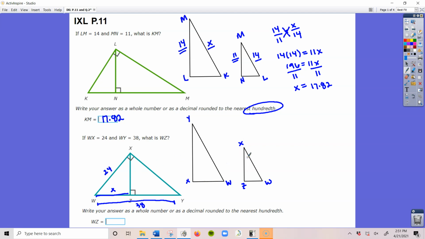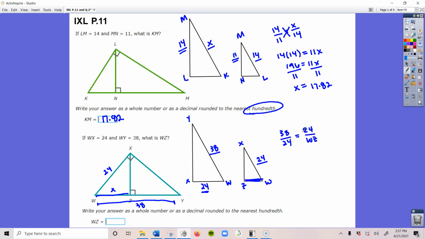So I'm going to label them now over here. WX is 24, so this is 24 as well as this is 24 because this is also WX. And then WY, which is this diagonal here, is 38. And we want to figure out WZ. So this is the side that I'm trying to find. So we can set up our ratios now. I'm going to go big to small. This side here corresponds with this side, so 38 over 24. And then this 24 corresponds with the WZ that I'm trying to find. So that's going to equal 24 over WZ.